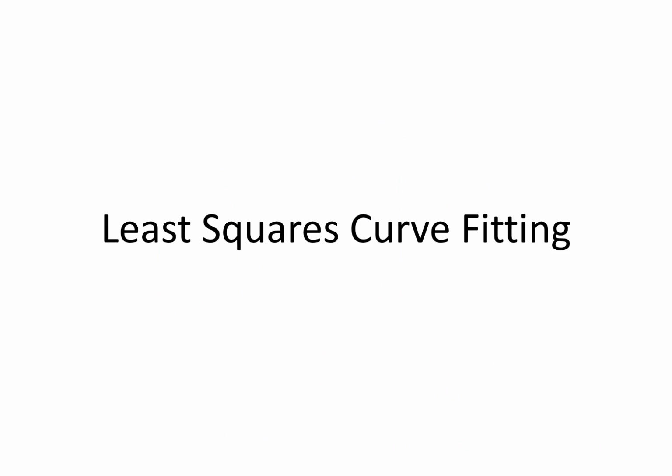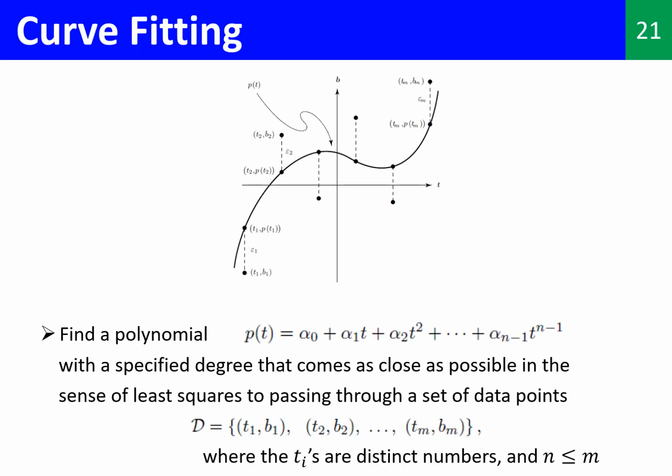Now we are ready to have a look at curve fitting using the least squares technique. The curve fitting problem is not much different from the line fitting scenario. Now if you look at this figure, you can see that we want to find a polynomial with a certain degree that fits the given data points in least square sense. Okay. Again, we will be considering the vertical errors, and we want to minimize the sum of the squared errors epsilon 1 to epsilon m.